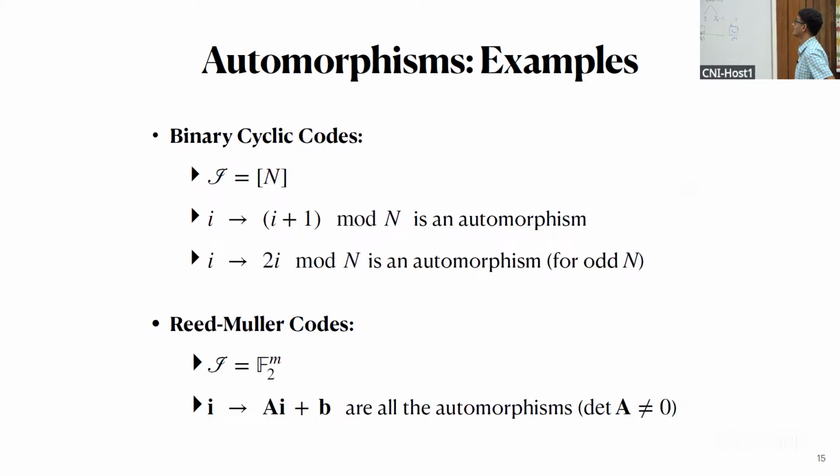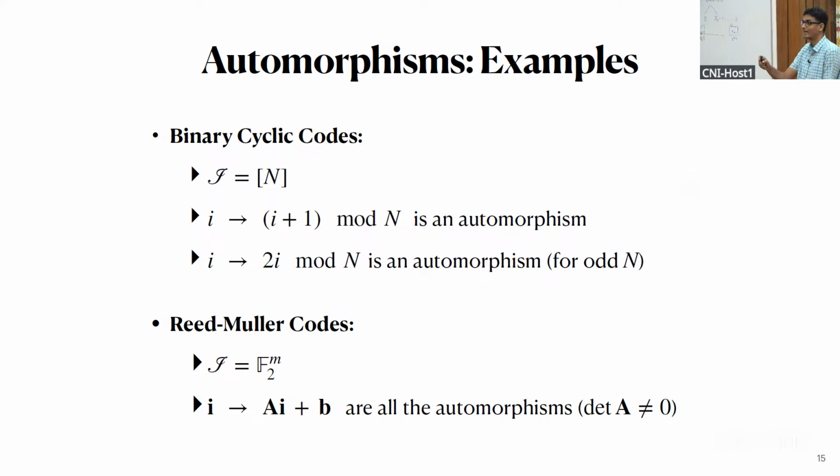Some more examples. For binary cyclic codes, this is the index set. This is one of the first examples that we saw, and this is an automorphism: shift one place to the left. And if your block length is odd, then this also happens to be an automorphism. You take an index and simply multiply by 2. That also happens to be an automorphism. This is true for all binary cyclic codes, but there are some special cyclic codes where you have more automorphisms than these. And again, Reed-Muller codes, what Arvind was presenting.